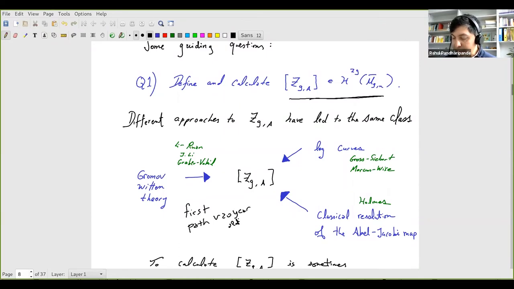But one of the interesting things that's happened in more recent years is that different people have also found their own perspective on the subject. One is by looking at the whole problem in terms of log geometry. This is actually very close to Gromov-Witten theory, but this gives the same class. And further away, and maybe closer to the classical origins, is to look at resolutions of the Abel-Jacobi map. This is in some sense the easiest way to explain why the closure is not the right answer.